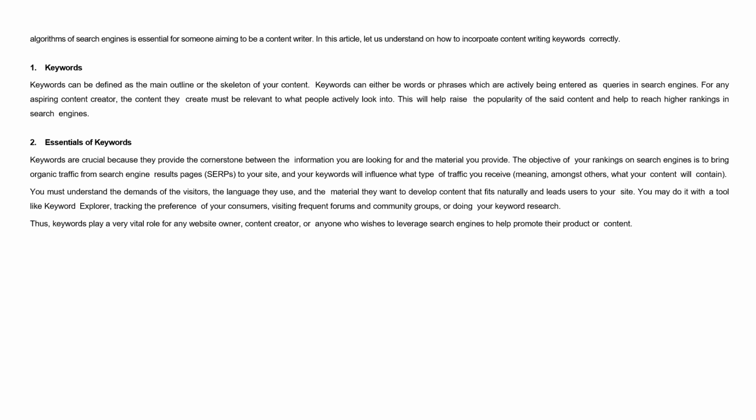You may do it with a tool like Keyword Explorer, tracking the preferences of your customer, visiting frequent forums and community groups, or doing your own keyword research. Thus, keywords play a very vital role for any website owner, content creator, or anyone who wishes to leverage search engines to help promote their product or content.